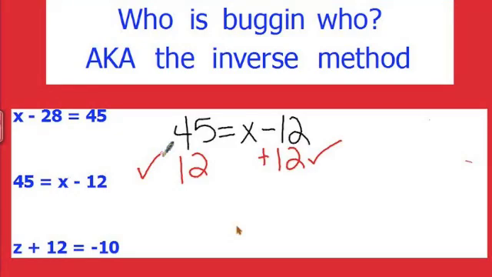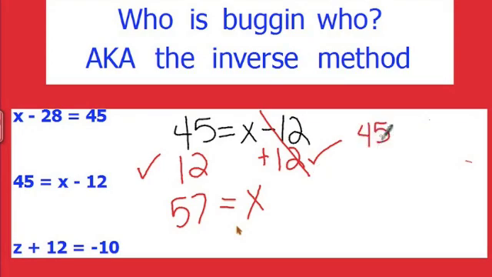45 and positive 12 is 57. Bring down the equal sign, just like my upside down triangles for order of operations. I haven't done anything to the x, so I bring the x down. Negative 12 and positive 12 cancel out. I now have x equals 57.